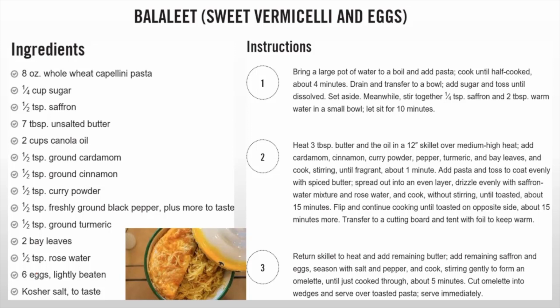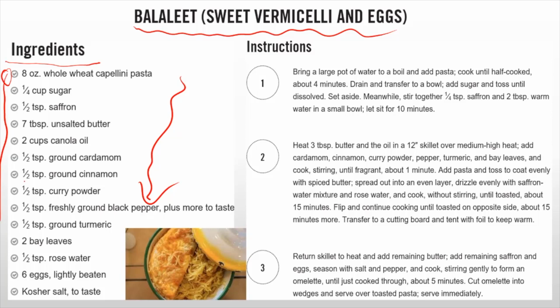Okay, time is up. See, I've decided to make balalit. This is my title. All right, and then I have a subtitle with ingredients. Here is everything I need. I used a tick as a bullet point. And then after I gave all my ingredients, I gave the instructions using numbers. Bring a large pot, boil, add, drain, heat, return, and etc.